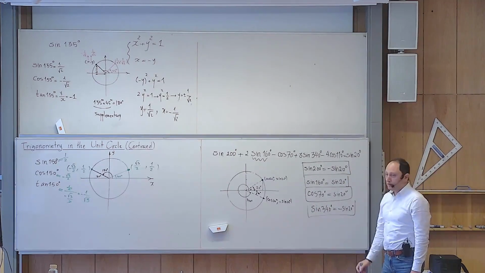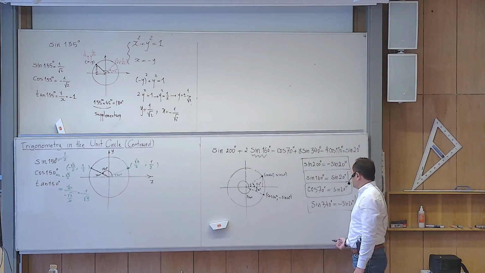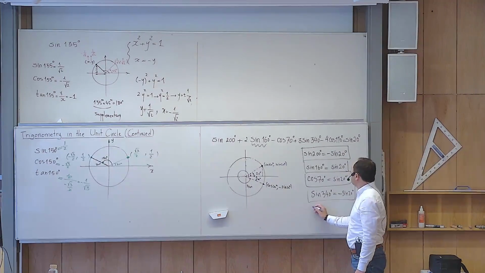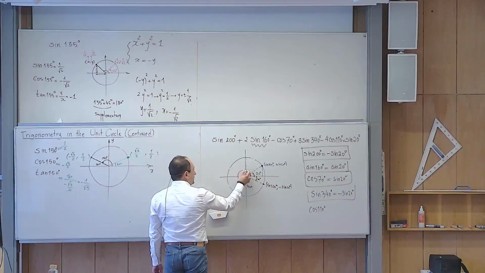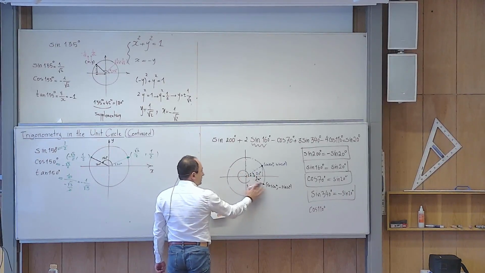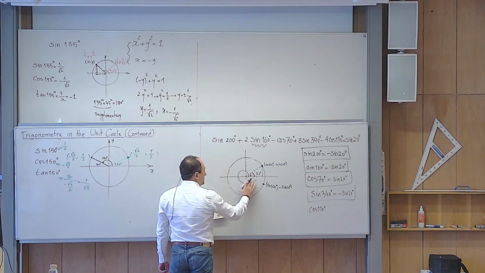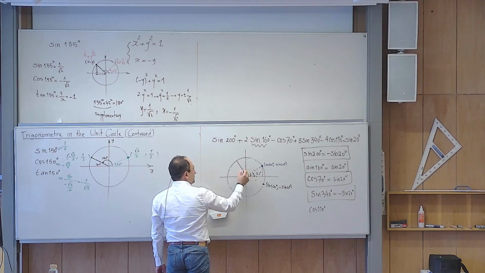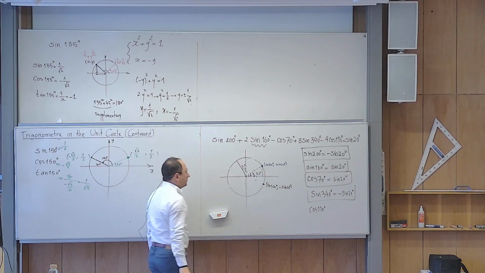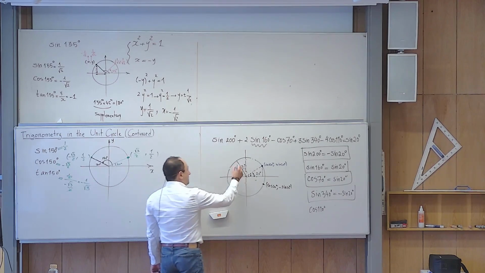Yes? And finally, what happens for cosine of 110 degrees? So cosine of 110 degrees, from here to here, let me clean this. From here to here is 90 degrees. Yes? From here to here is 90. I have to go a little bit more. How much more? 20 degrees. Okay? So what happens here?